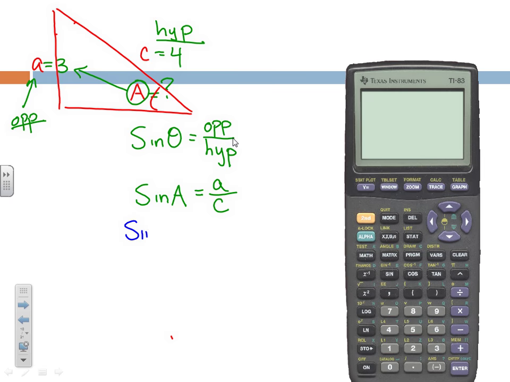So now I have sine, and since I don't know what A is, that's my unknown, I'm going to leave it in the equation. And side A is 3, and side C is 4. So in this case, the sine of angle A is equal to 3/4. Well, if I want to get rid of this sine, because I have to peel that layer off of the outside, I have to get rid of it. Well, I can't divide by sine. Instead, what I'm going to do is use the inverse function.